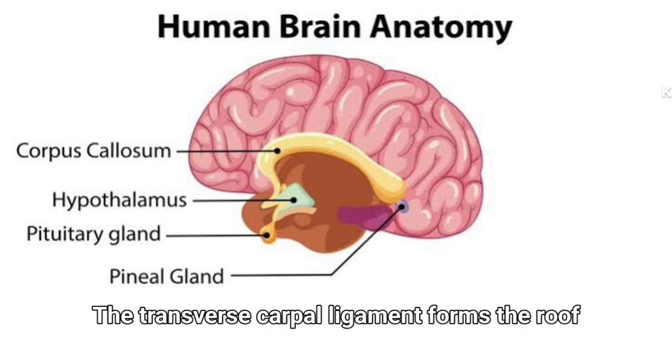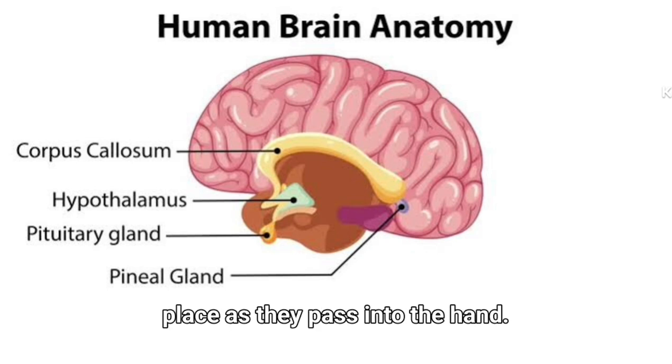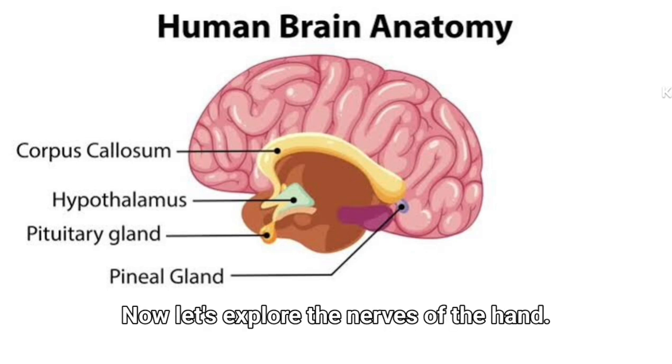The transverse carpal ligament forms the roof of the carpal tunnel. This ligament holds the flexor tendons in place as they pass into the hand. Now let's explore the nerves of the hand.